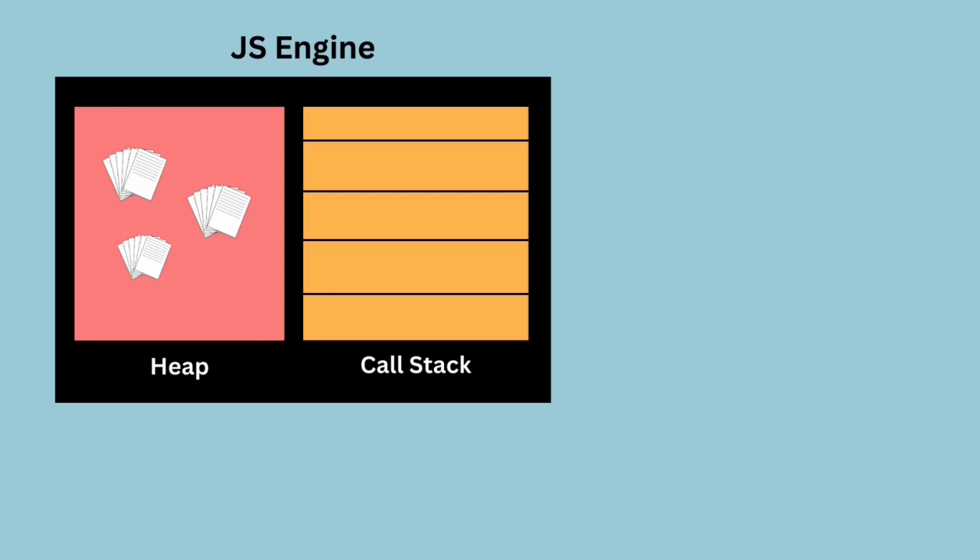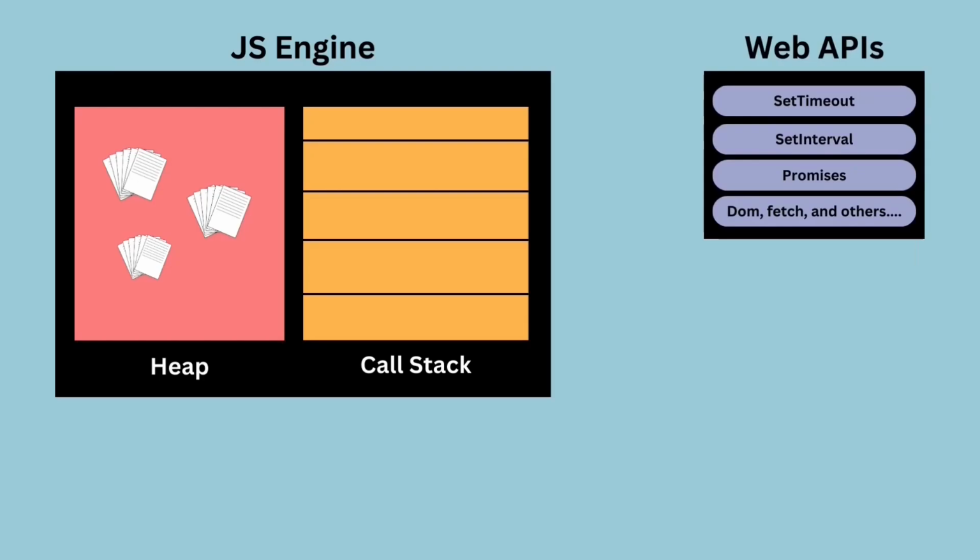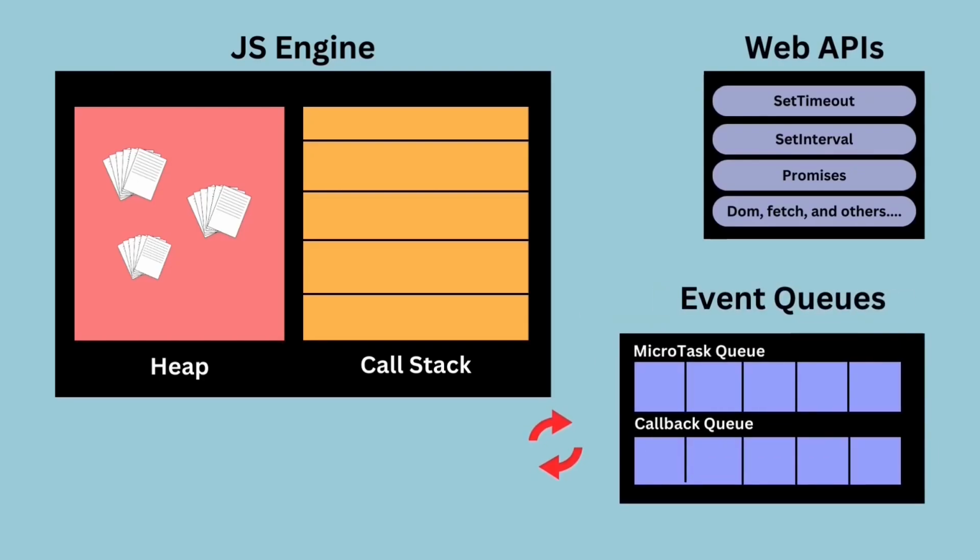But JS engine also needs web APIs and event queues to handle asynchronous tasks, or a line of code that is asynchronous. Again, asynchronous means the opposite of synchronous. It basically doesn't wait for the task to finish. It directly moves to the next line, or you can say it runs tasks in parallel. And this parallel running of tasks is achieved through web APIs and event queues.